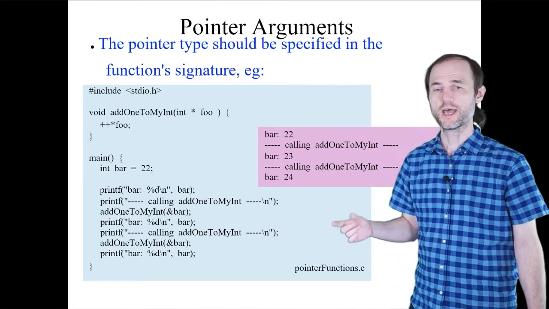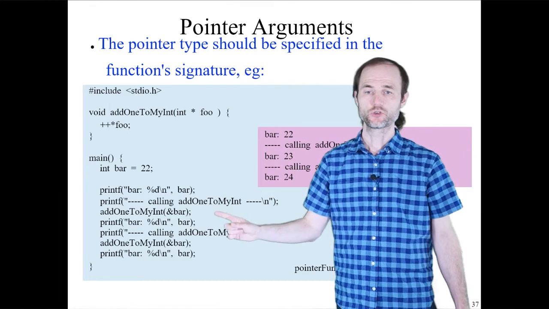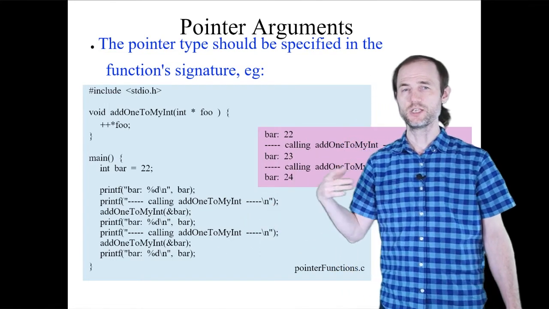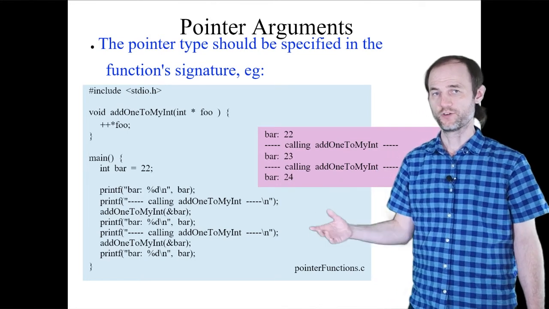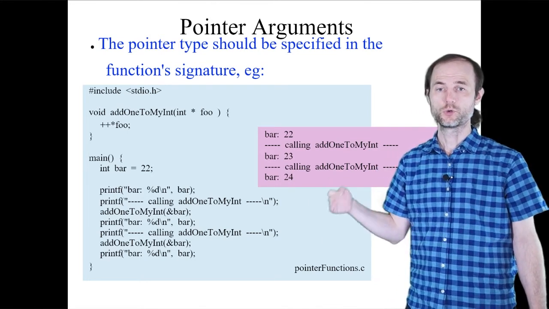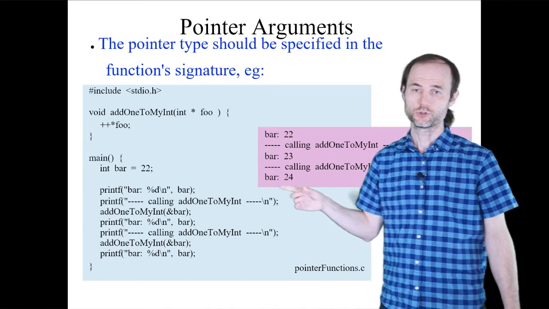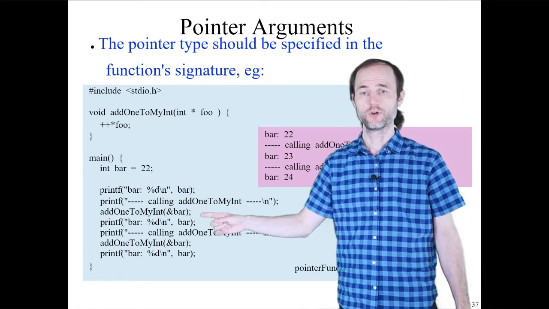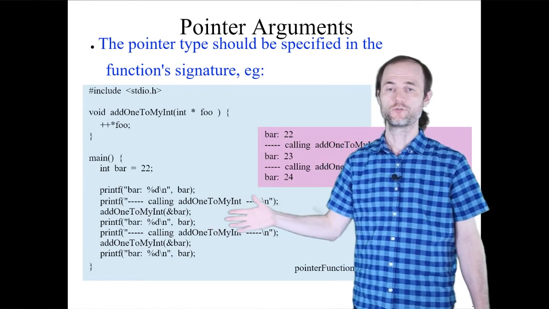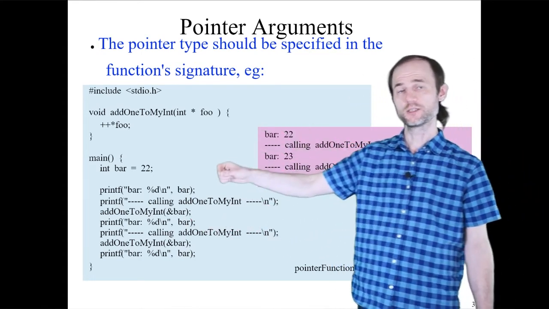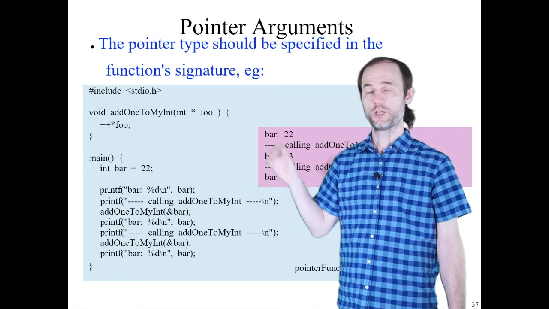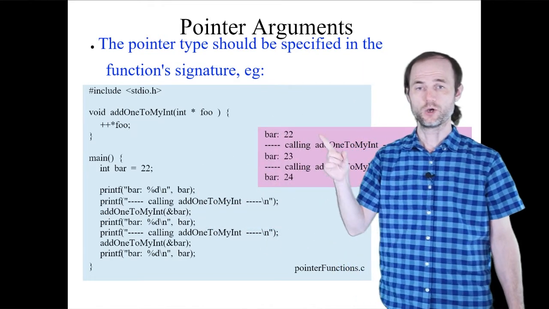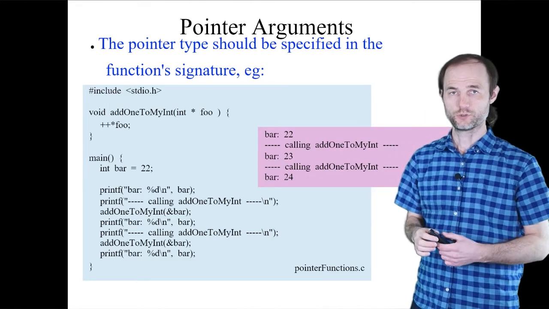So you see that by passing the address of bar to the function, it now has indirect access to the bar variable through its address, right? We pass the address of bar to the function, so it can now find where the variable lives, knock on the door, change the value of bar, and that's how the value of bar is going to be updated here.